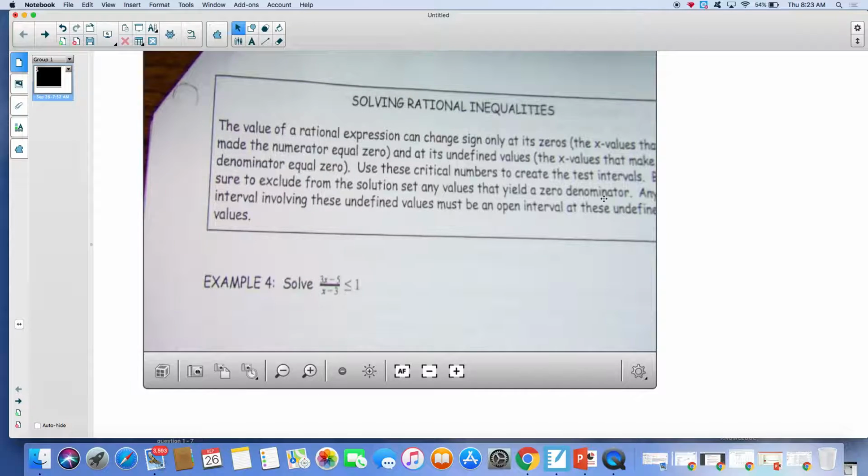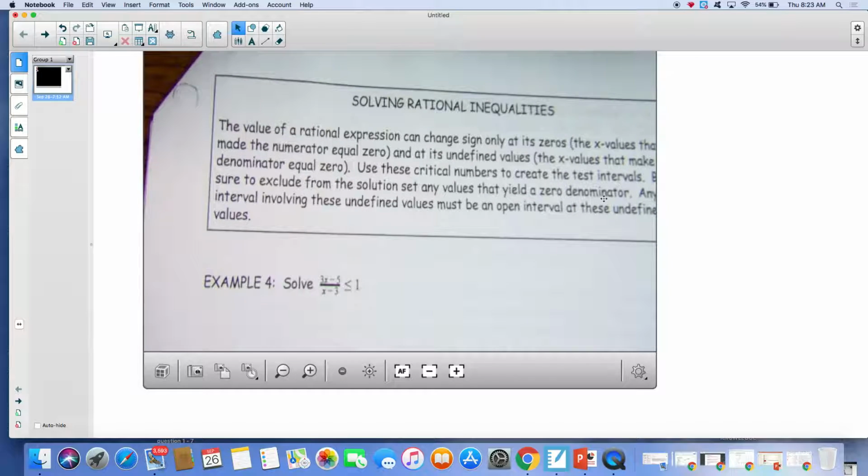Well, the value of a rational inequality can change signs, again, only at its zeros and its undefined values, which are the x values that make the denominator 0. Use these critical numbers to create the test intervals. Be sure to exclude from the solution set any values that yield a 0 denominator. Any interval involving these undefined values must be an open interval at these undefined values.